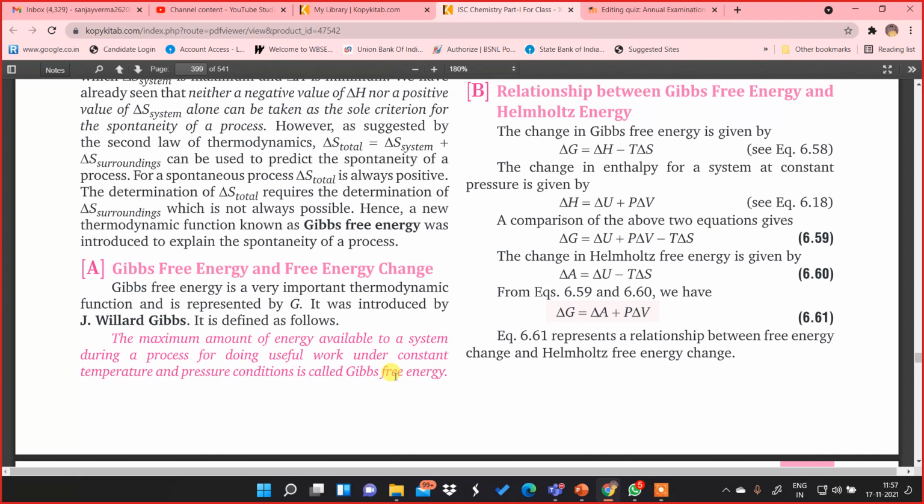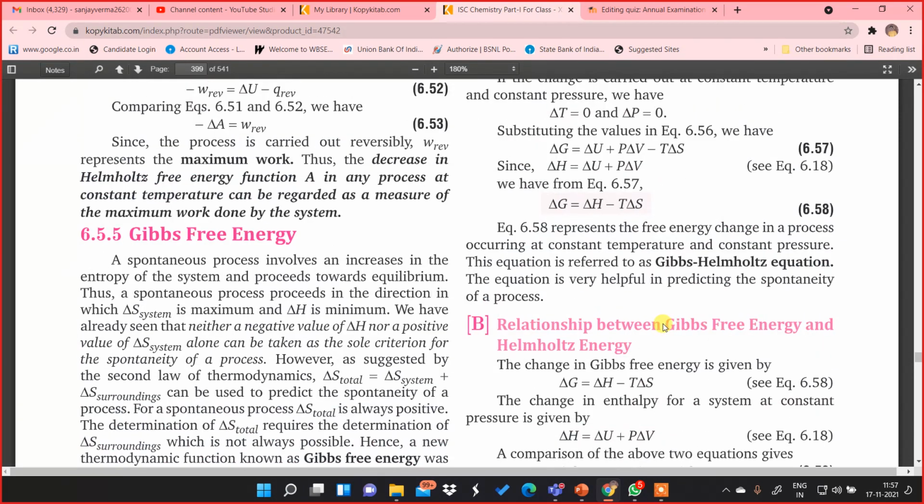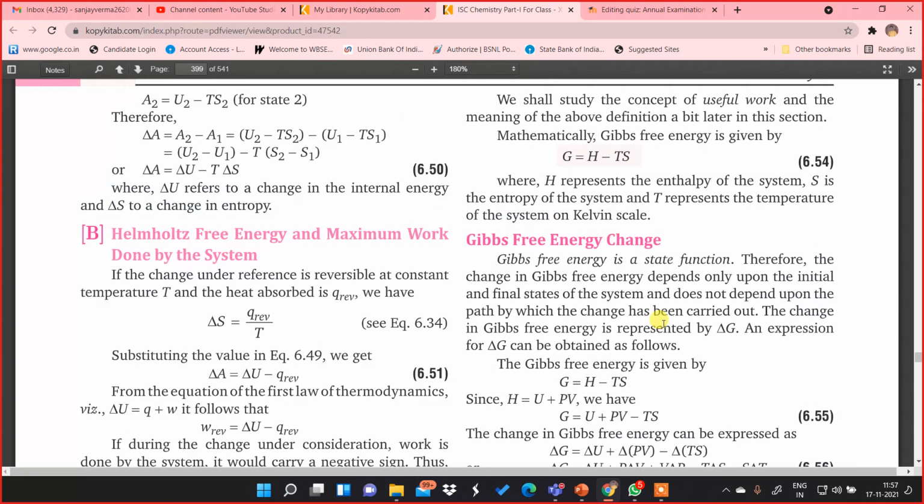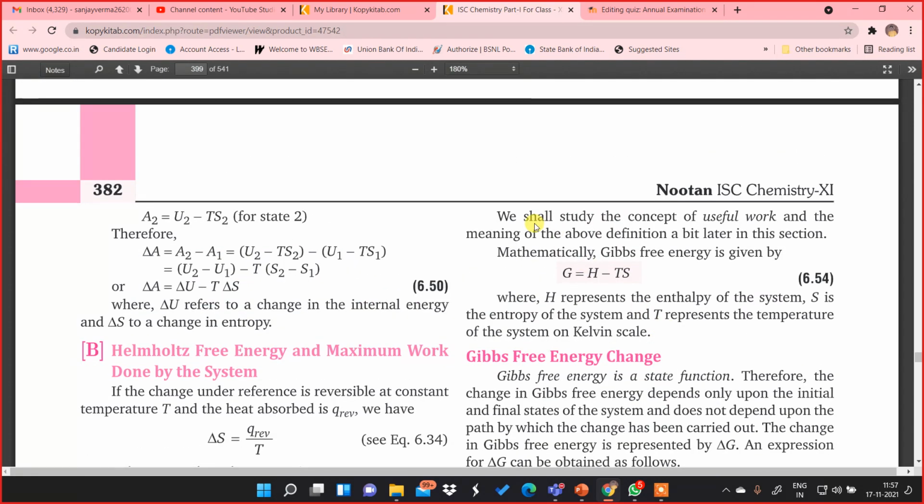That is the definition. So on the basis of this definition, we can also work out a similar relationship as we have worked out before. We shall study the concept of this useful work and the meaning of the above definition a bit later in this section. Mathematically, the derivation is not required, but learn this equation. The relation is like this: G is equal to H minus TS, like A is equal to U minus TS. Here also, for Gibbs free energy, G is equal to H minus TS, where H is the enthalpy of the system, S is the entropy of the system, and T represents the temperature, which is constant, in Kelvin scale.